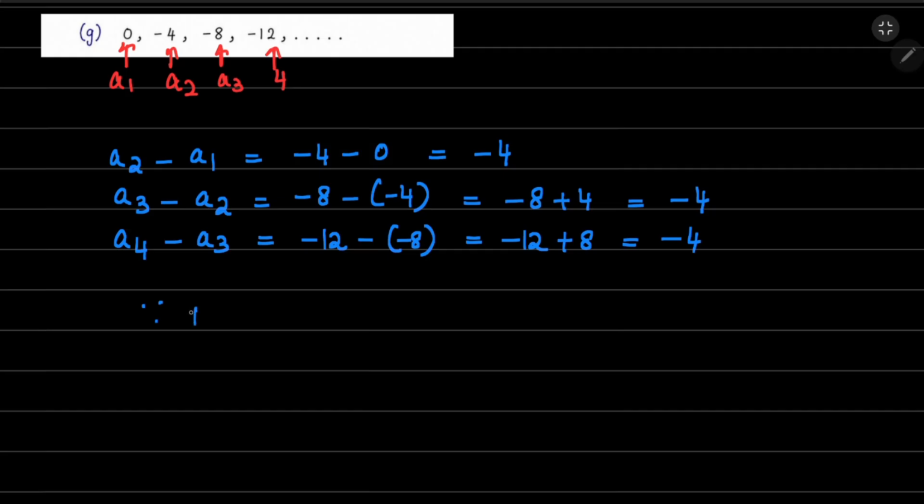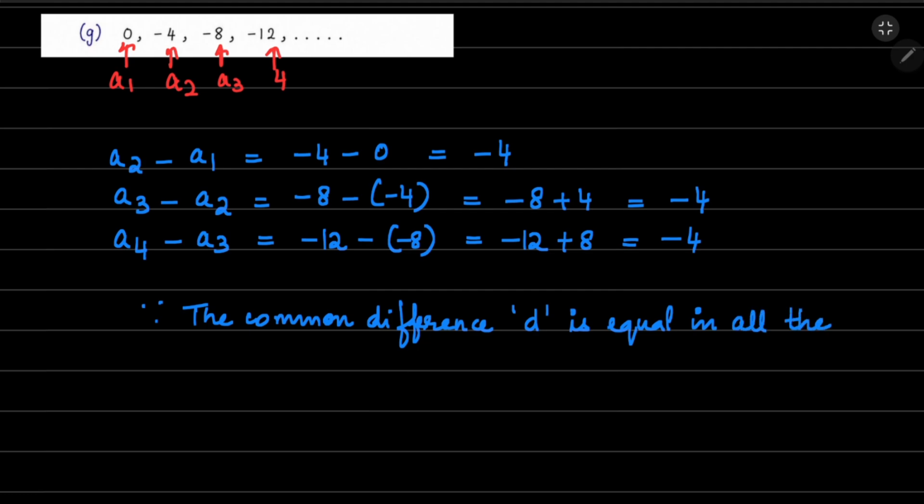So since the common difference d is equal in all the consecutive pair of terms, therefore the given sequence is an AP.